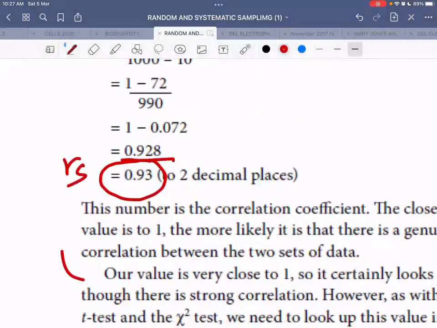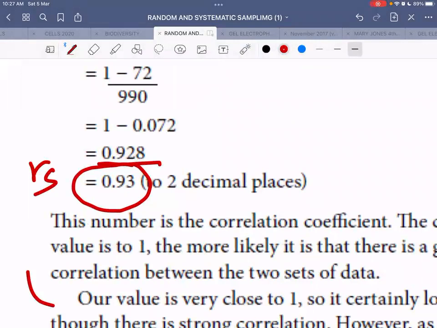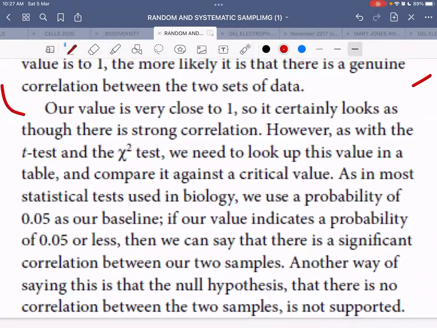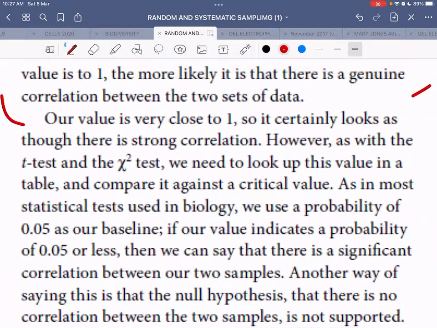और since हमारा number एक positive number आया है ना, इसमें कोई negative sign तो नहीं है, तो उसका मतलब there is a positive linear relationship between species R and species S. Our value is very close to 1, so it certainly looks as though there is a strong correlation. However, as with the t-test and the chi-square test, we need to look up this value in a table and compare it against a critical value of 0.05. ये तो पता है ना, ये पिछली दफा किया था.